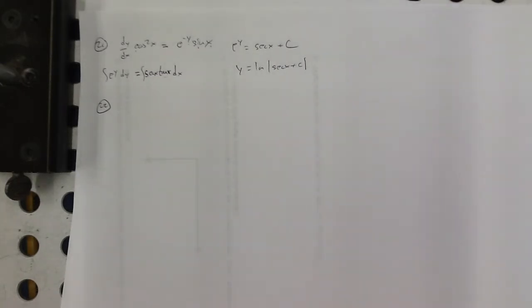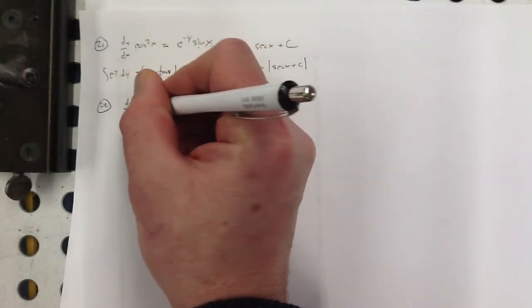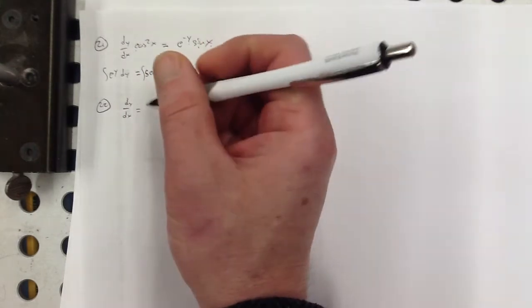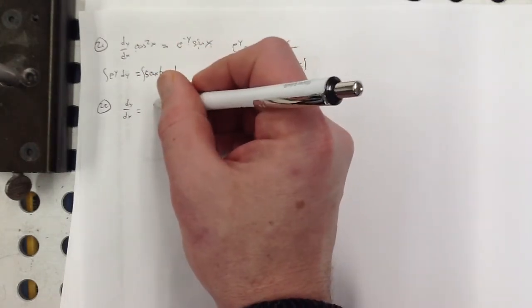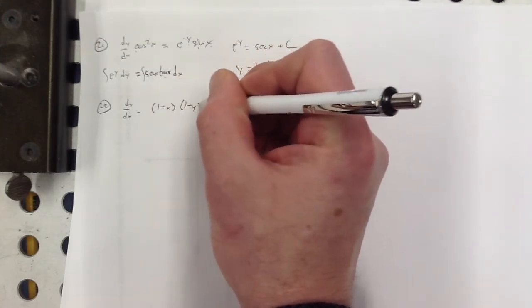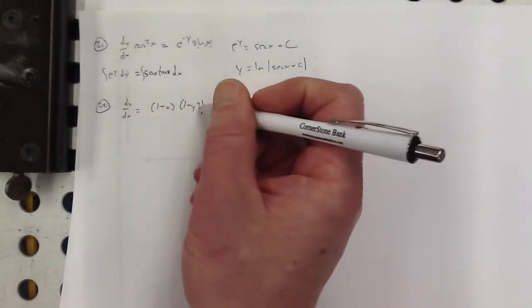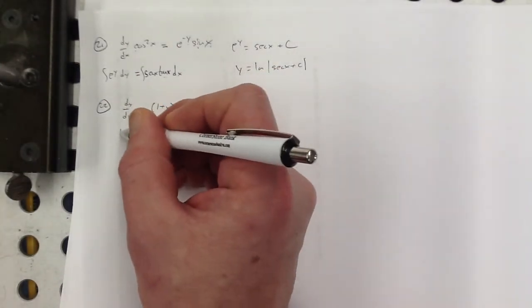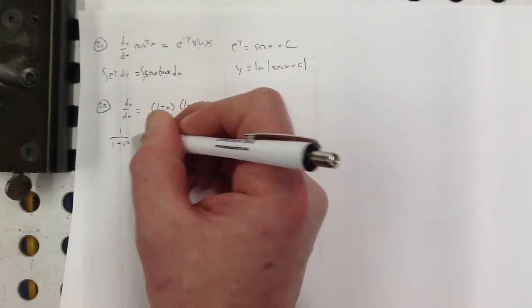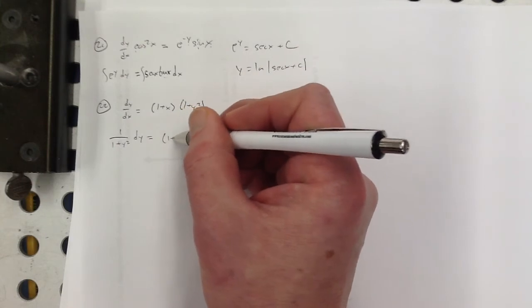Number 22. Same thing like we did last time. The first thing I need to do is get... I can't have this addition subtraction stuff. I really need to separate things only by multiplication and division, so I'm going to do that first. And then I got the 1 plus y squared. That's going to have to come over here with the dy. And then 1 plus x is going to stay here with the dx.